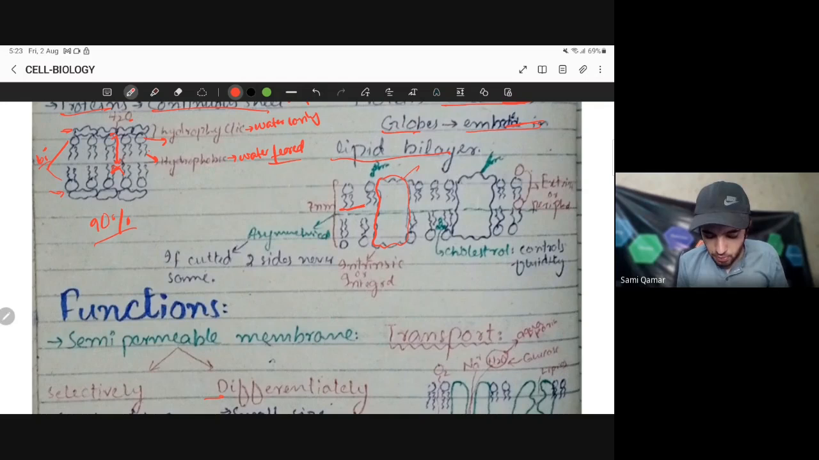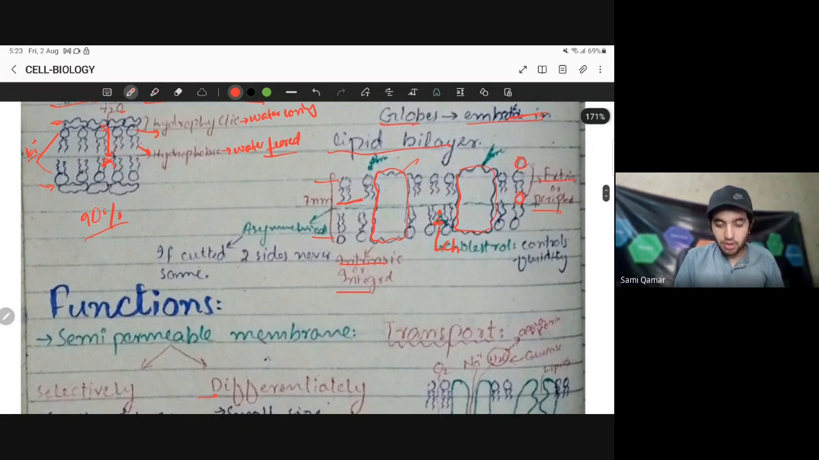So see here, this is the lipid bilayer, and there are sheets or globes of proteins embedded. An important thing you have to know: the protein that goes all the way from outside to inside is known as intrinsic or integral protein. Those proteins which are just outside or just inside are known as extrinsic or peripheral proteins. Small particles of cholesterol are also present. The two phospholipid layers are known as the lipid bilayer.